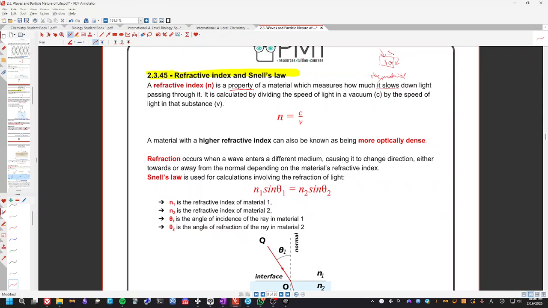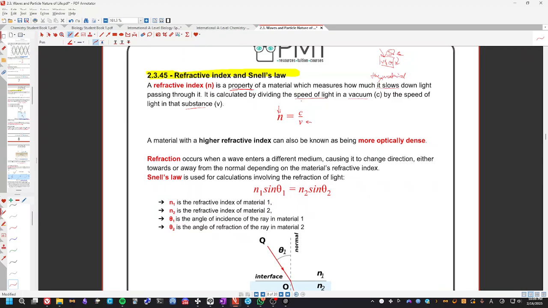Okay. So it is calculated by dividing the speed of light in the vacuum, which is your original speed. So that's going to be your C. It's not an S, it's C. And the speed of light in the substance, which is V. So over here, that's going to be your V. So this is going to be your C and your V, and the ratio of that is going to be your property, N, which is your refractive index.